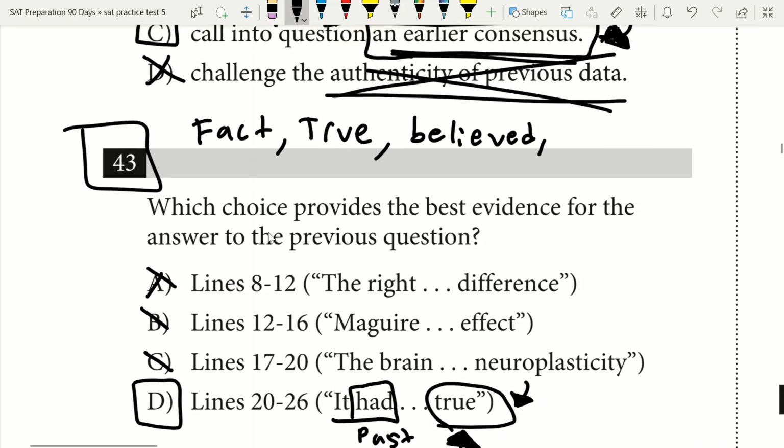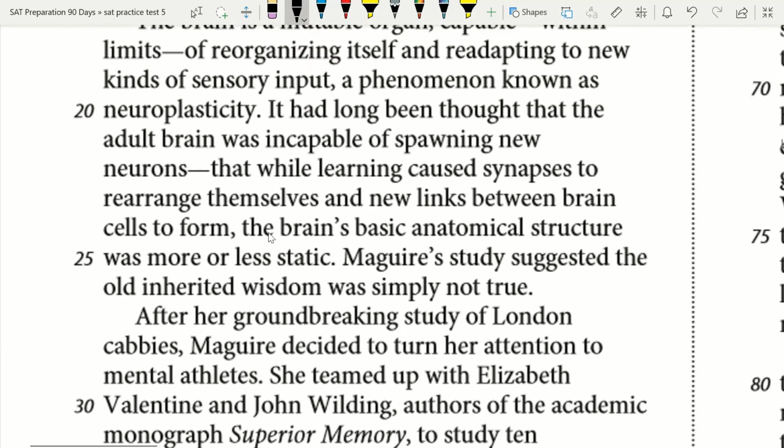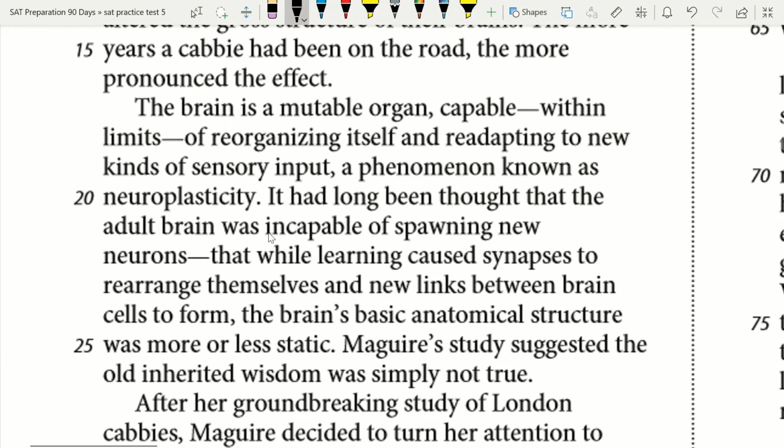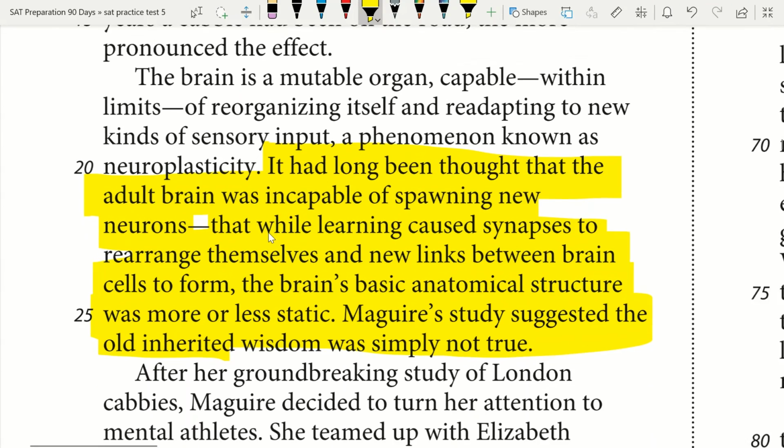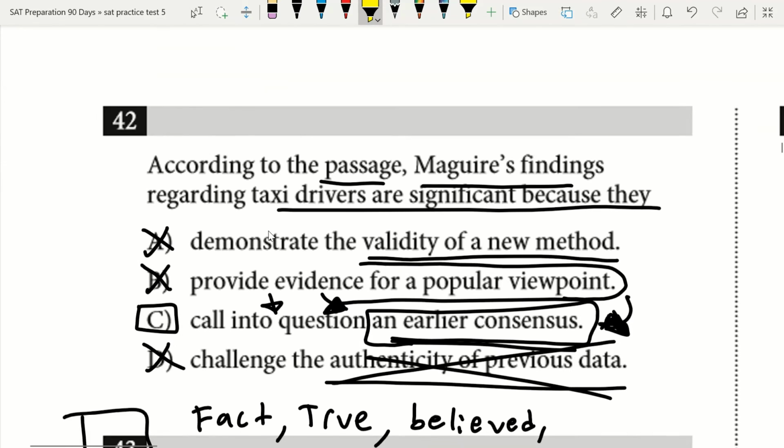I'll go quickly to lines 20 to 26 to show you how that is going to support our argument. I'll go ahead and highlight it so you can see what I'm talking about. It had long been thought that the adult brain was incapable of spawning new neurons. Okay, so people previously were in consensus that the brain could not spawn new neurons, that while learning caused synapses to rearrange themselves and new links between brain cells to form, the brain's basic anatomical structure was more or less static. Then we have McGuire's new study suggested the old inherent wisdom was simply not true. So it's calling into question that previous consensus in the past. Right, so that's obviously going to be our correct answer there.